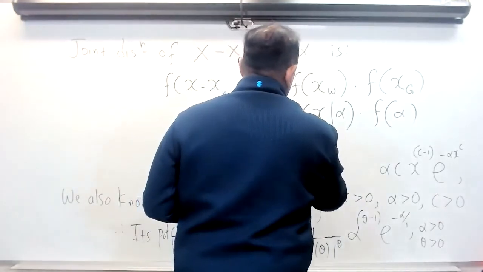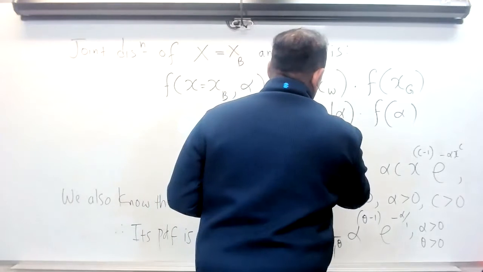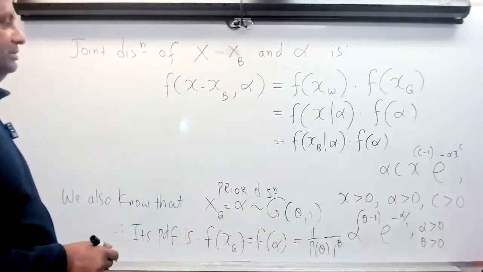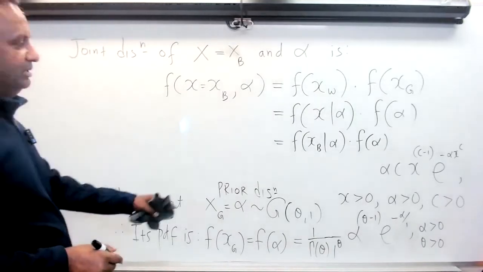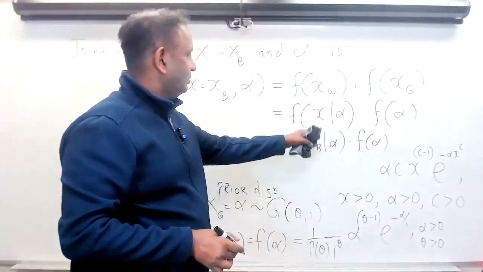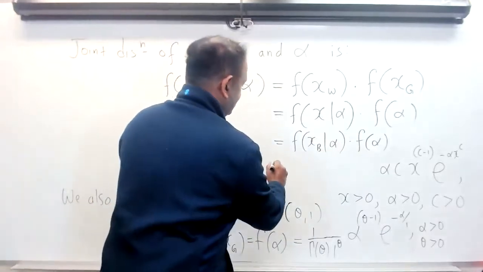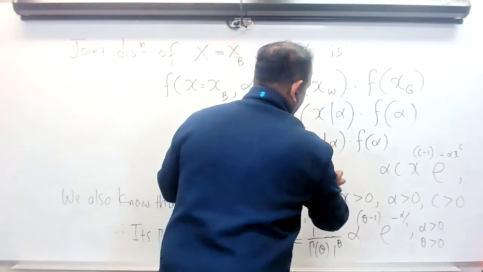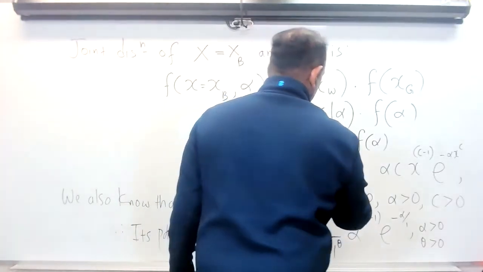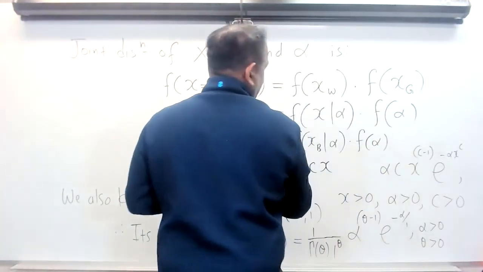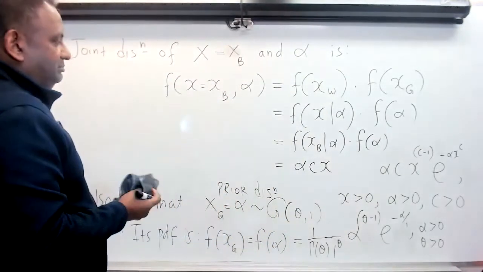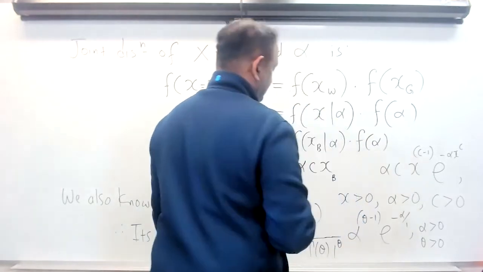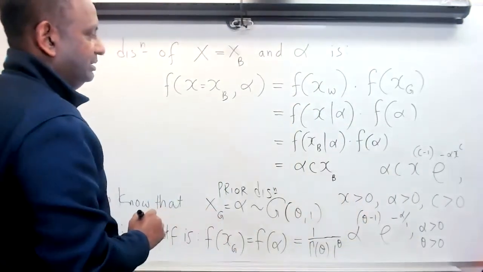Or I can write this one this way: f of xb given alpha times f of alpha. Same thing. See, f of xb given alpha, or x given alpha, means that guy. If you want, you can put the x, or if you want, put the xb here. See, xb. That's okay.